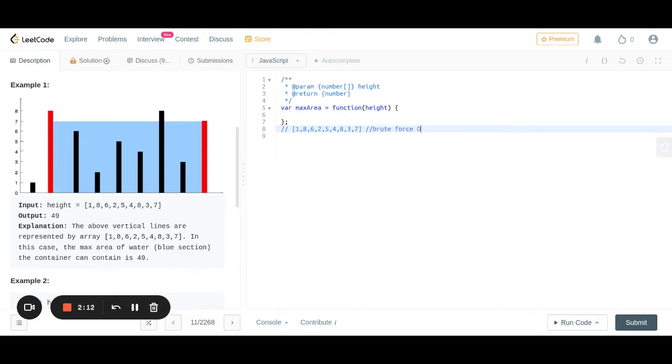Brute force is going to take big O of n square. So can we do it in linear time? Okay, can we do it in linear time? So yeah, we can do it. We can be greedy, and we can use the two pointer approach.